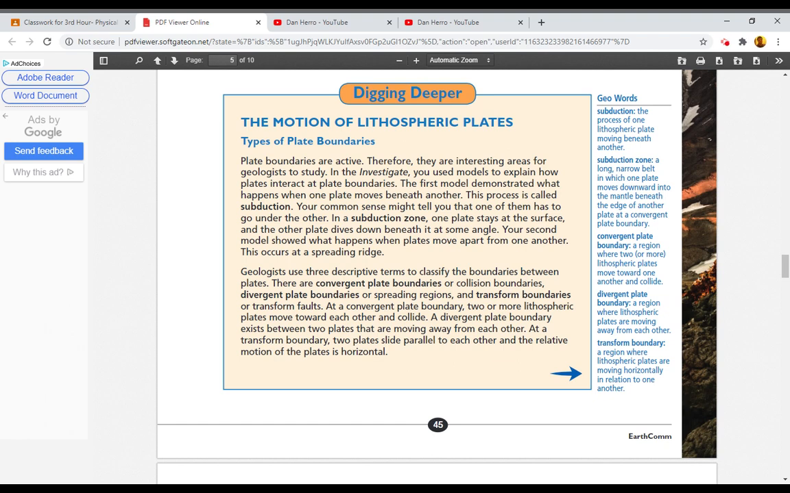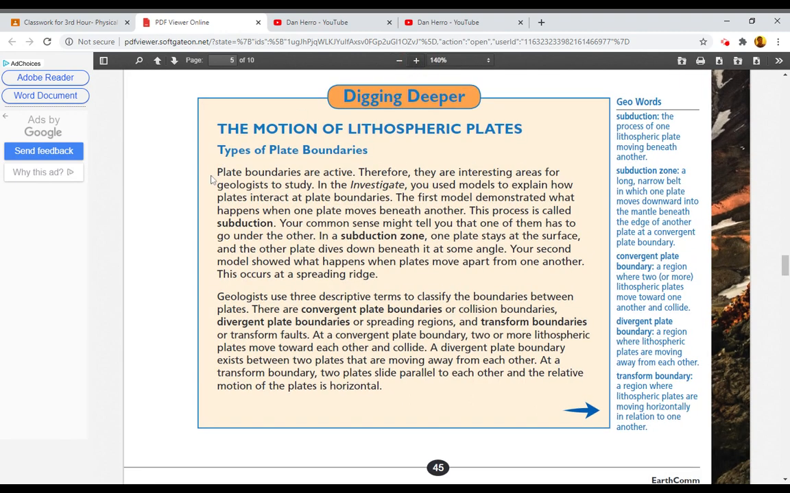Chapter 1, Section 4, Digging Deeper: the Motion of Lithospheric Plates. Types of plate boundaries. Plate boundaries are active. Therefore, they are interesting areas for geologists to study.